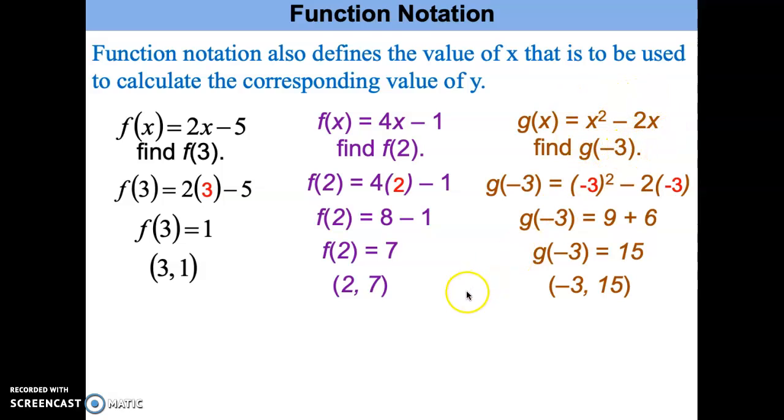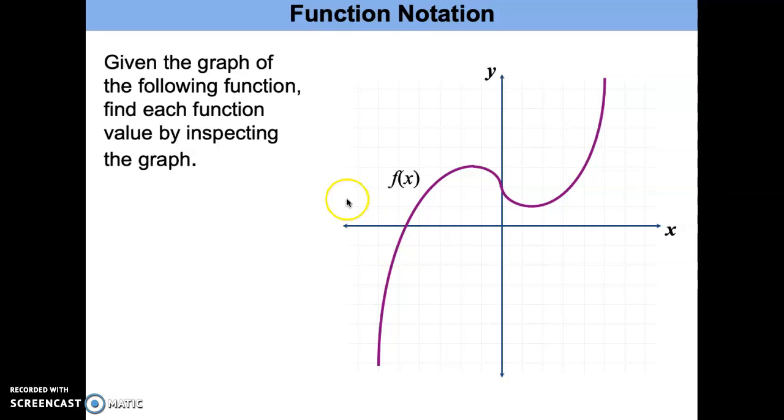Now, what if we're given a graph? Given the graph of the following function, find each function value by inspecting the graph. Right here, here's our function, f of x. It passes the vertical line test. It might look a little funky, but it is a function. It passes our vertical line test. So let's try to find out what f of 5 is.